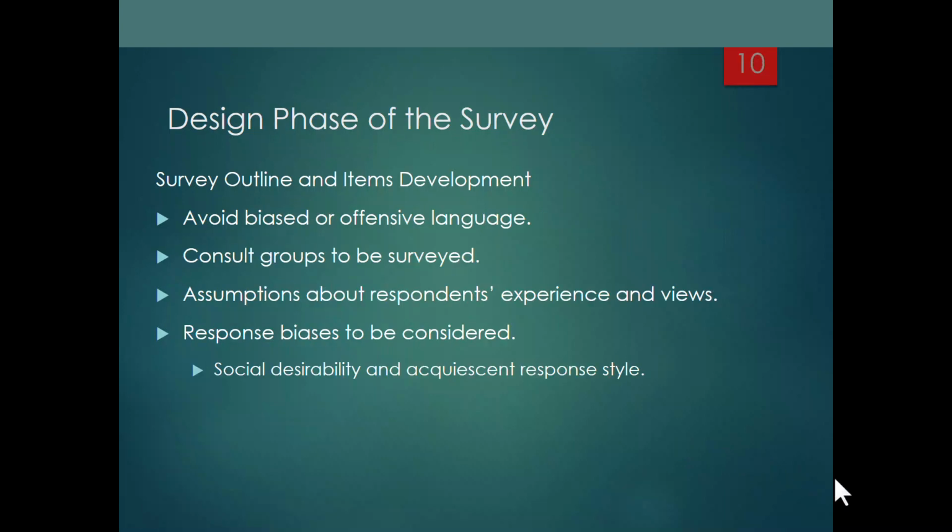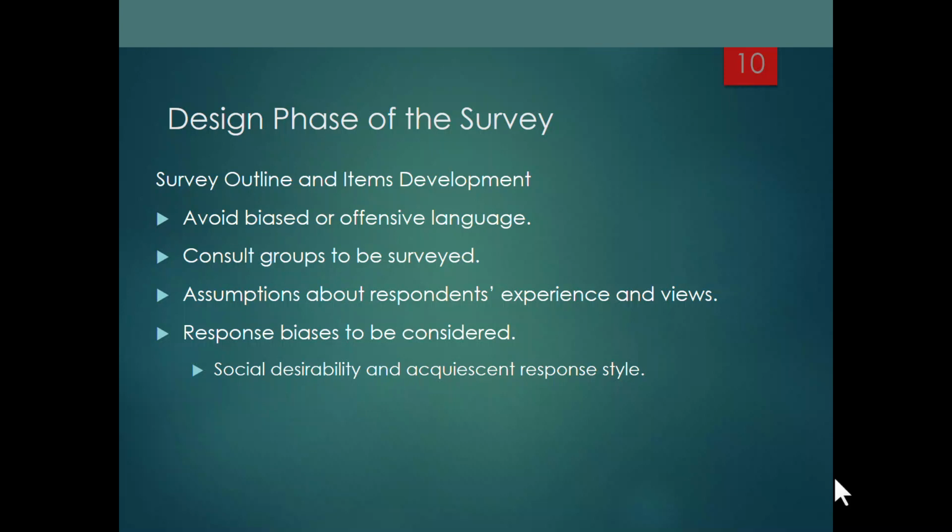Avoid biased or offensive language. So be aware of language that people may find biased or offensive. For example, a lot of times we may only use one gender. We might say he or we might say she, but it's always important that instead of just using one, we include all. So it's better to just say they. That way we're including everyone. You need to consult the groups to be surveyed. So consult gender variant communities or groups that you plan to survey regarding the construction of the survey items or instructions.